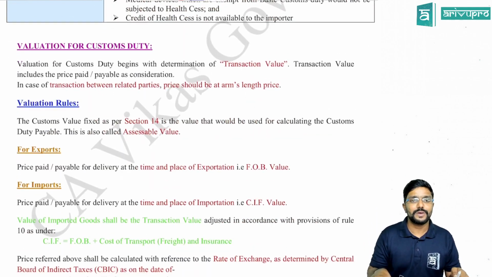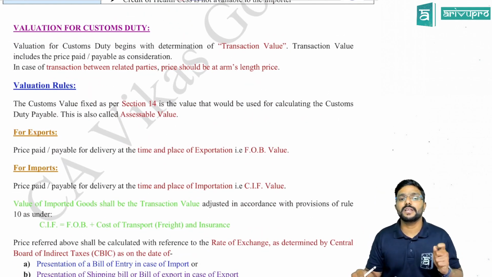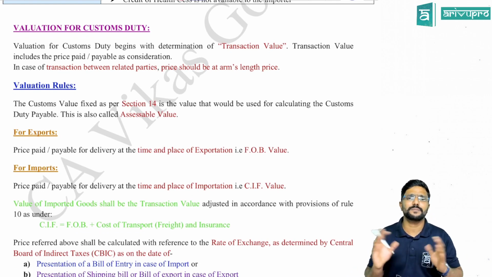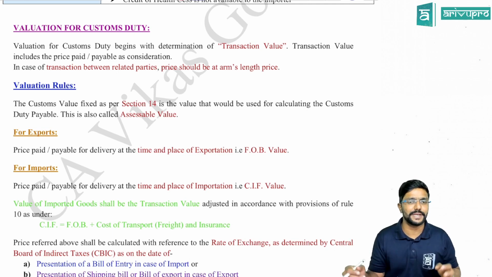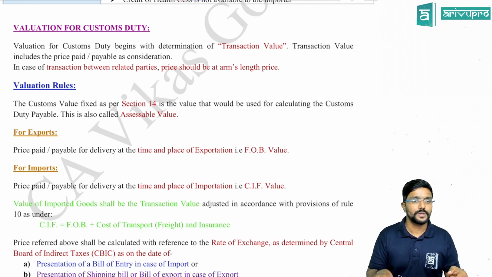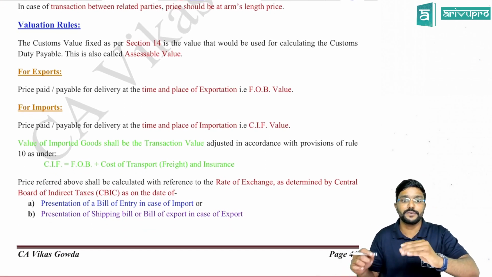Then coming to valuation for customs duty. The amount on which the customs duty would be levied is called the transaction value or assessable value, which is nothing but the price charged between the seller and buyer. In case of a transaction between related parties, the price should be at arm's length price. If not, the value will be determined as per the valuation rules. So valuation rules are there.